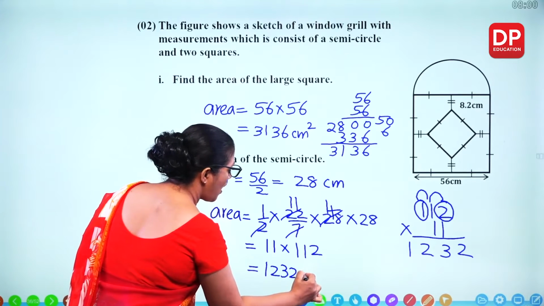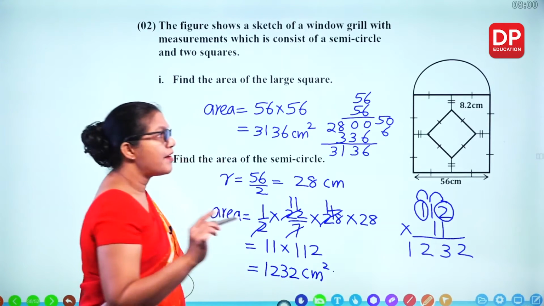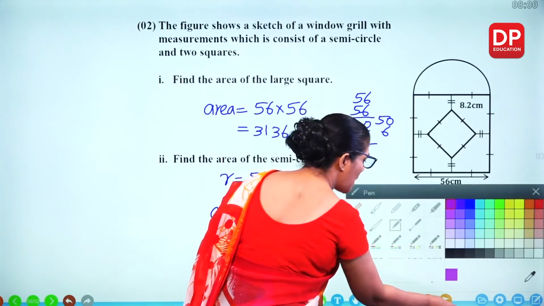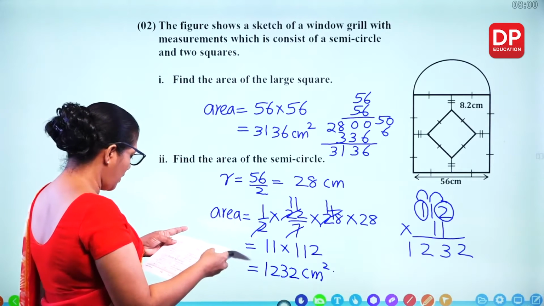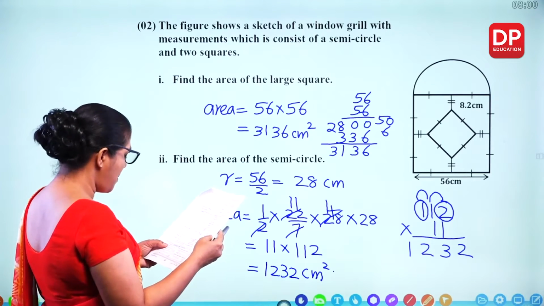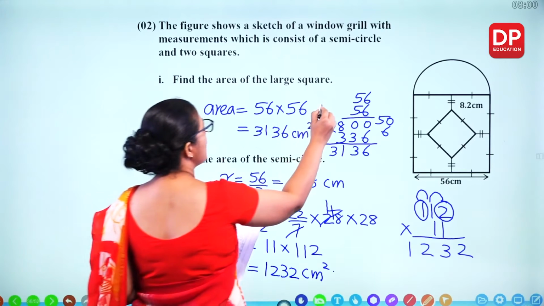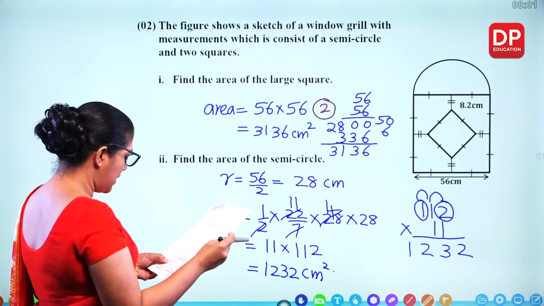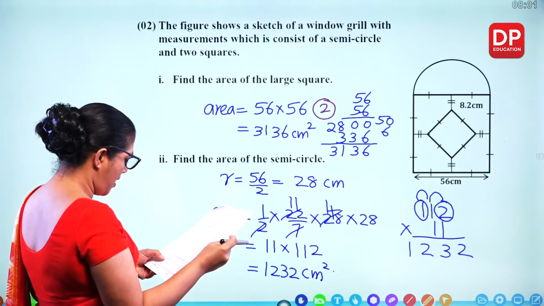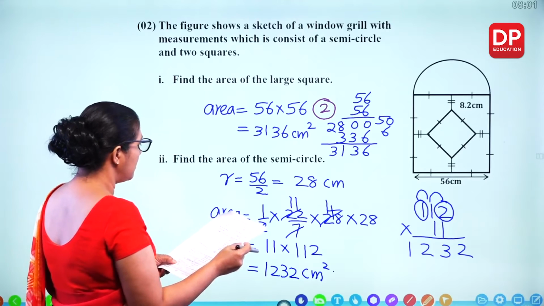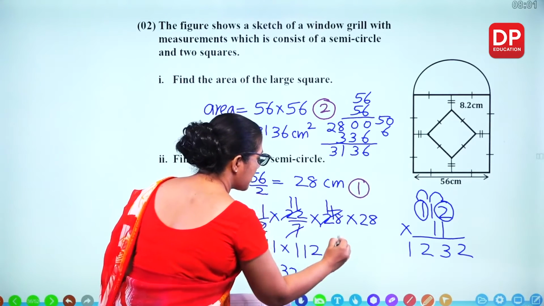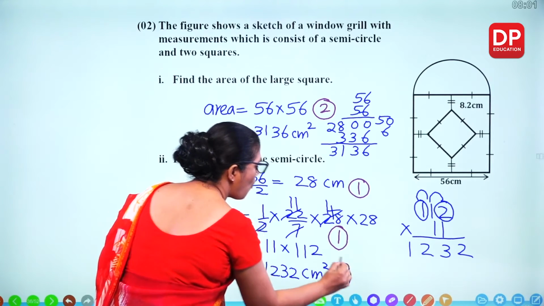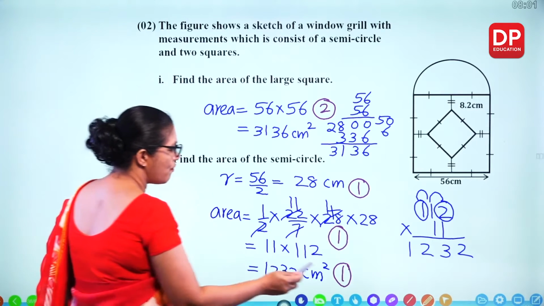1232 square centimeters is the area of the semicircle. Now we'll see how you get marks for these two steps. According to the marking scheme, you get 2 marks for the first step, finding the radius. And calculating the area, here you get 3 marks. So 3 and 2, 5 marks.